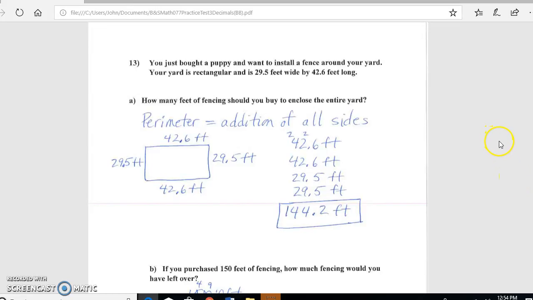This is the practice test for decimals. Here we're working on problem number 13. And the problem says, you just bought a puppy and want to install a fence around your yard. Your yard is rectangular and is 29 5/10 feet wide and 42 6/10 feet long.